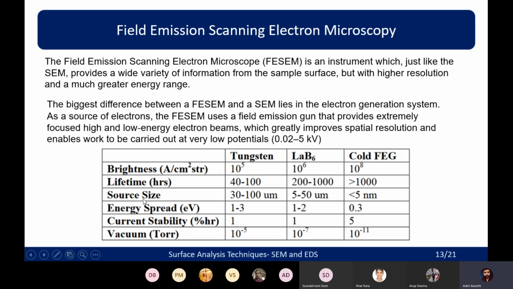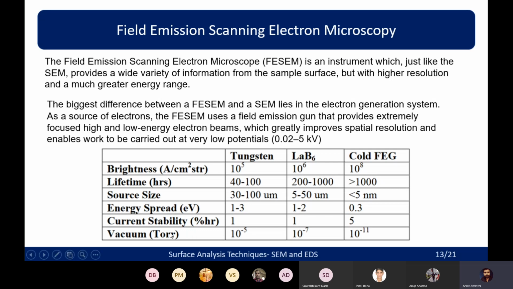Here you can see the source size. What is the source size? For the tungsten filament, the spot size is some 30 to 100 micrometers. But if you see this FEG SEM, it's less than 5 nanometers. So you can imagine how thin these filaments are for this FEG SEM.